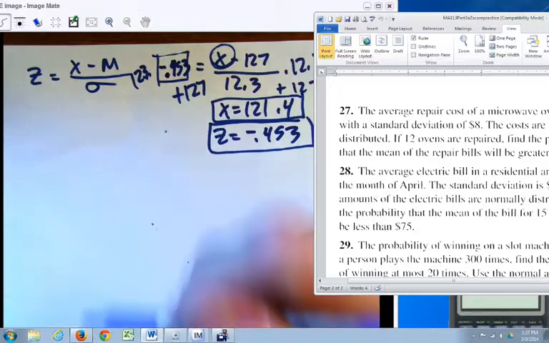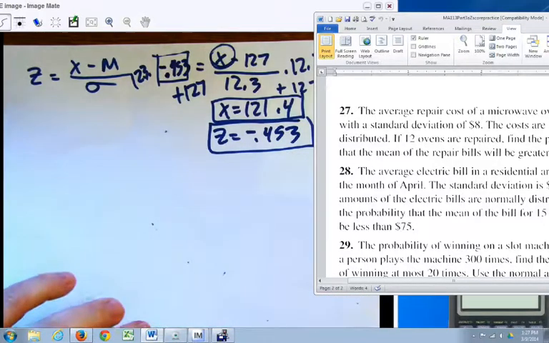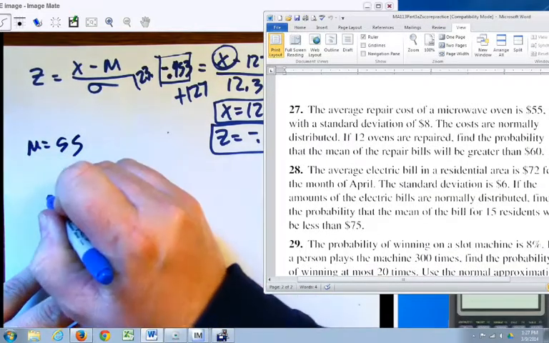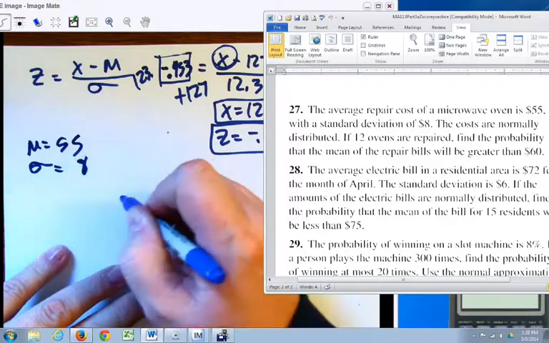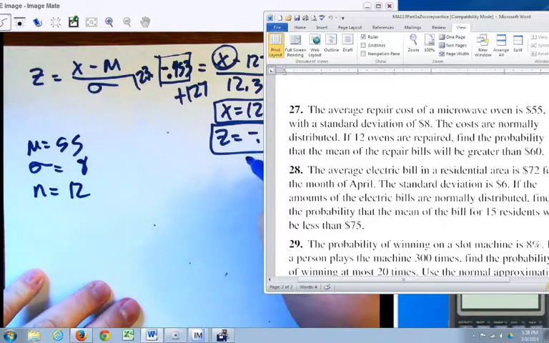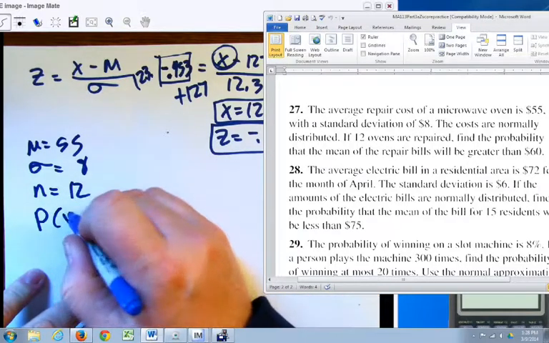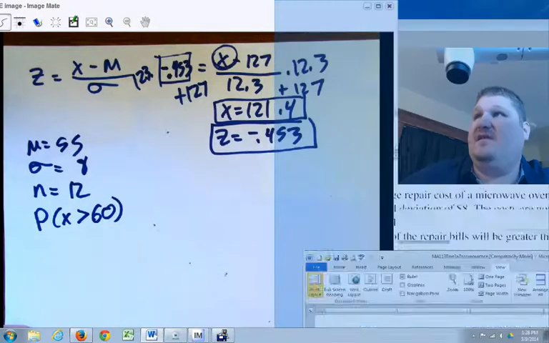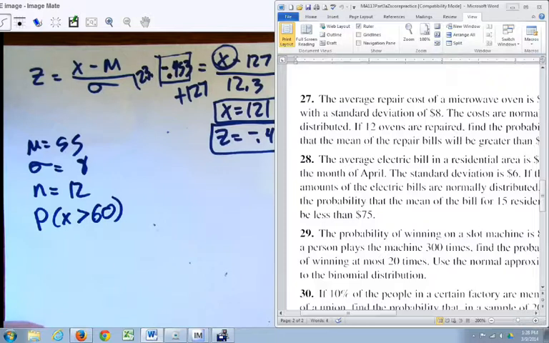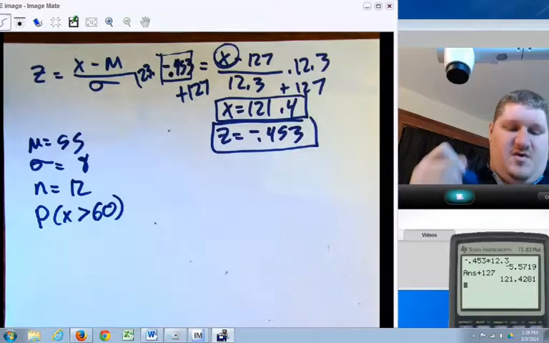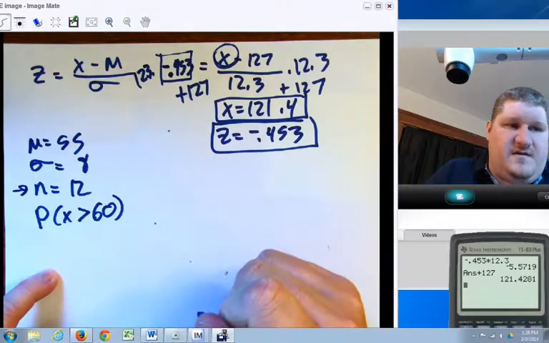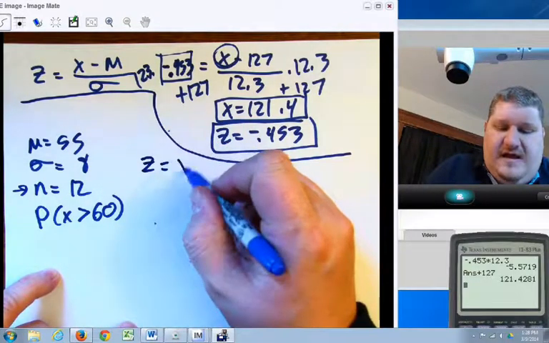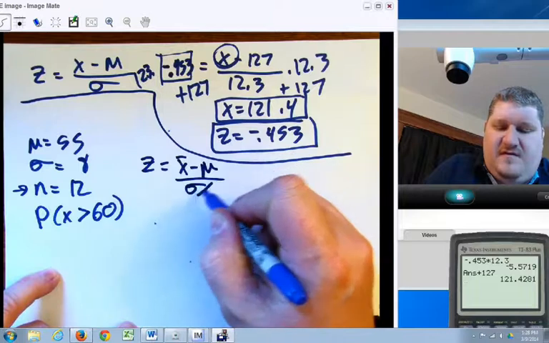We have the average oven cost, $55. We have a standard deviation of $8. N equals 12 ovens. Find the probability that X is greater than 60. Now, you'll notice we have one big difference between this problem and the rest of the problems that we've done. In this case, we have an entire group of 12 ovens. So now instead of this formula, we're going to need Z equals X bar minus mu over sigma divided by square root of N.